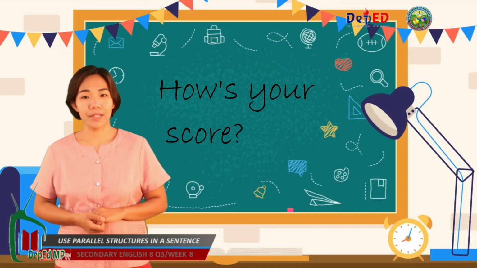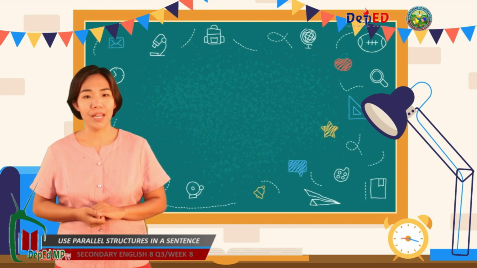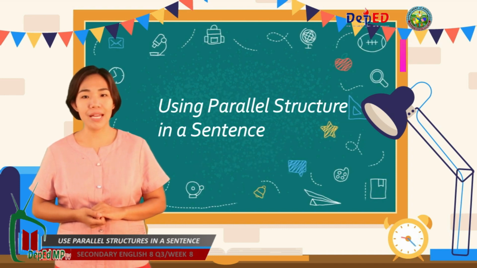How was your score? If you got 5 or 4, well done! If you got 3, 2, or 1, it's a good try. No worries, we are now going to discuss the rules of parallelism which will guide you in writing good sentences.